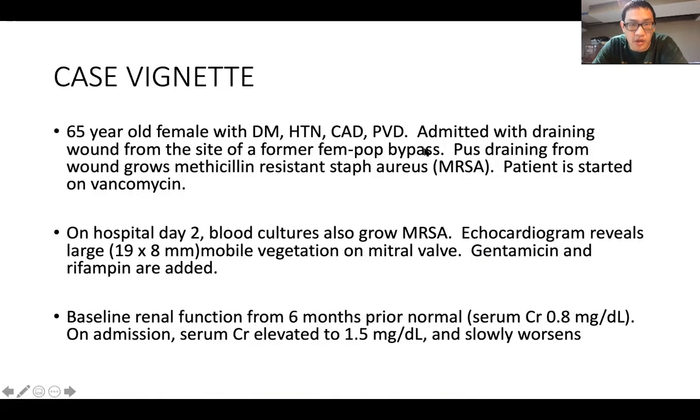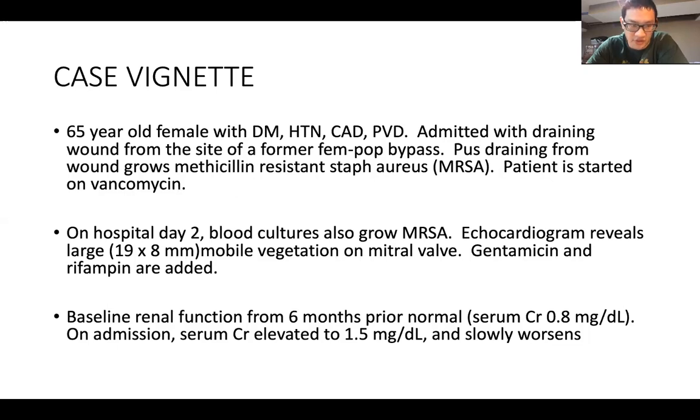All right. Here's another case vignette. Some of you may or may not know this. We've had a couple cases like this in the hospital, so I want to read it out. Here you have a 65-year-old female. She's got diabetes, hypertension, coronary disease, peripheral vascular disease. She has a draining wound from the site of a former fem-pop bypass, and pus is coming out, which grows MRSA.